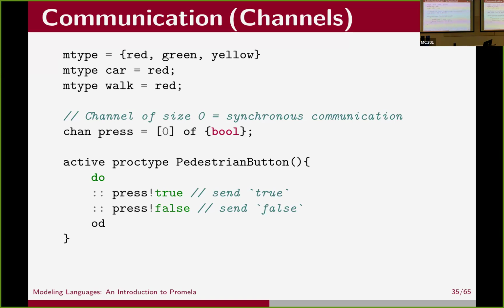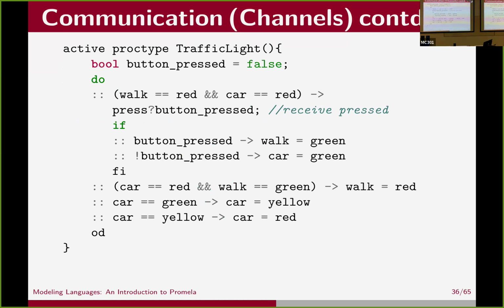And because there's no condition here, this will always succeed when you want to send something. Well, it will always succeed if the other side is waiting. So it's going to just do one of these two non-deterministically. And then on the other side, the traffic light wants to receive the button press. So this is how I chose to model it. It's not the only way, but we have this Boolean local variable to the traffic light that says, have I seen a button that's been pressed?